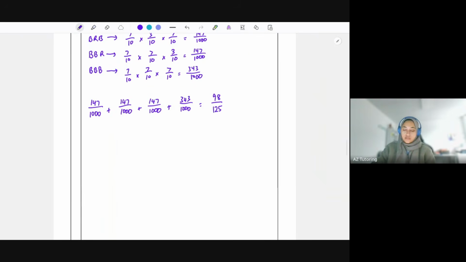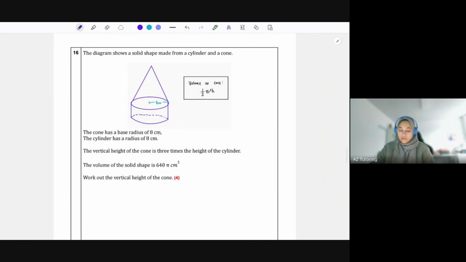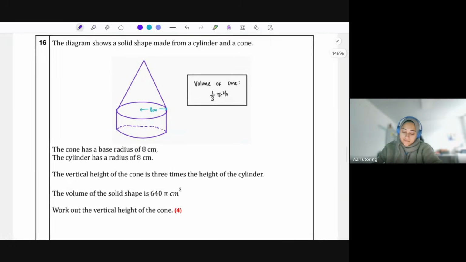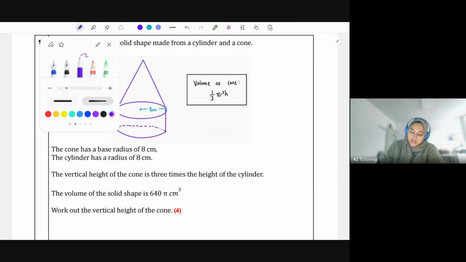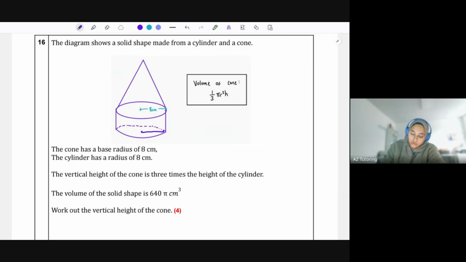Let's move over to question 16. The diagram shows a solid shape made from a cylinder and a cone. So I can see the cylinder on the bottom, and then we've got a cone that's just sitting on top of the cylinder. It says the cone has a base radius of 8 and the cylinder has a radius of 8, which makes sense. It's sat on top of each other. So if that's 8, then this on the bottom here would also be 8 as well.